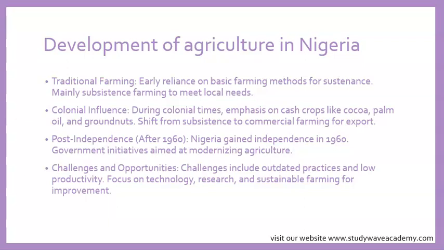Then post-independence, after 1960. Nigeria gained independence in 1960. Government initiatives aimed at modernizing agriculture. So from 1960 onward, when Nigeria became independent, the government worked on making farming more modern and self-sufficient.